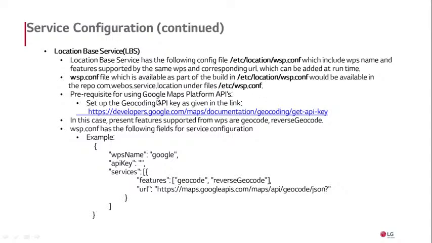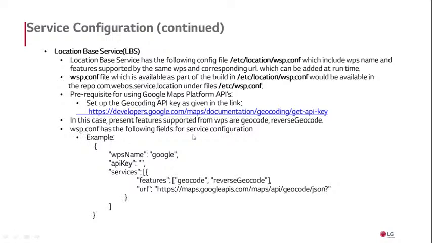The prerequisite for using this Google Maps platform API is setting up the geocoding API key as given in the link. So we have to set up the key before using the Google APIs. In this case, the features presently supported from the WSP are geocode and reverse geocode, which have been implemented as part of the webOS location service.